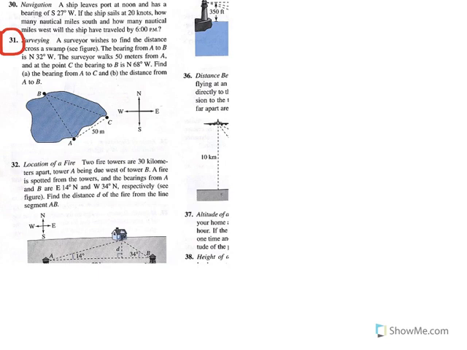All right, so let's read the problem. It says, a surveyor wishes to find the distance across a swamp. The bearing from point A to point B is 32 degrees west of north. So we're talking about right here, going this direction. The surveyor walks 50 meters from A, and at a point C, the bearing is 68 degrees west of north. Find A, the bearing from A to C, and B, the distance from A to B.